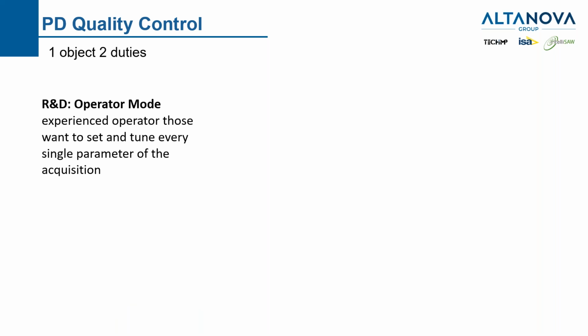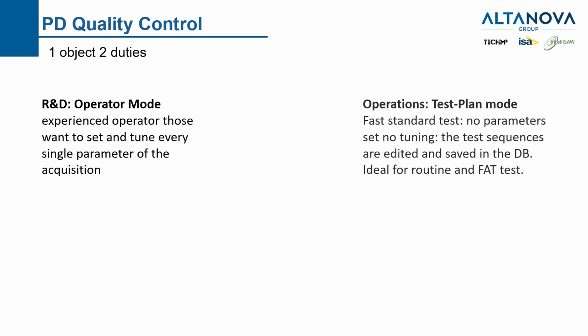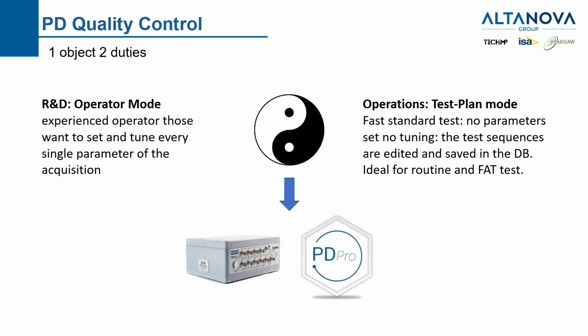So one object and two duties. R&D, operator mode. So we have experienced operators that want to set and tune every single parameter. Then we have operation that needs a test plan mode, fast standard test. We don't want to set any parameters, no tuning, and the test sequence shall be standard and saved for all the assets. The merge of these two comes with the PD Pro.